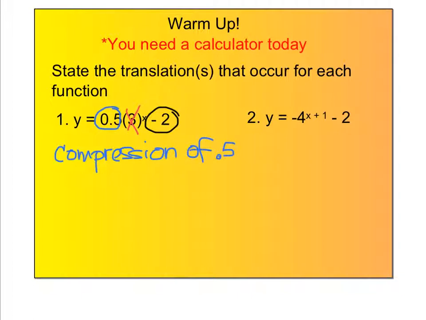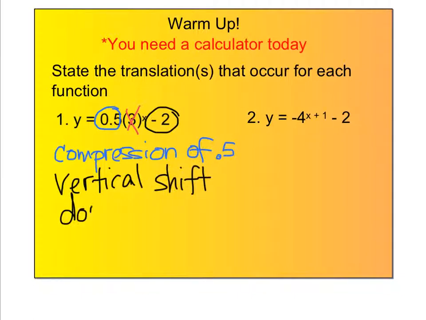The -2, since that's not part of the exponent, that means it's a vertical shift. Vertical, we stay in the direction it tells us, so that minus tells us down. So vertical shift down 2 units. And there were your 2 parts to number 1.